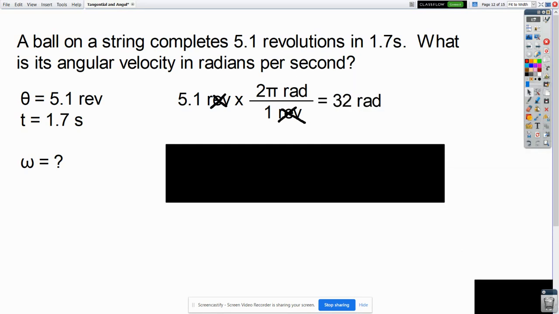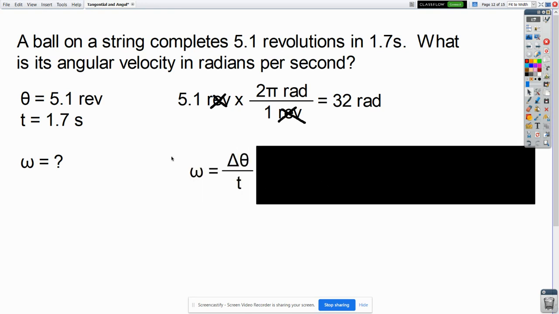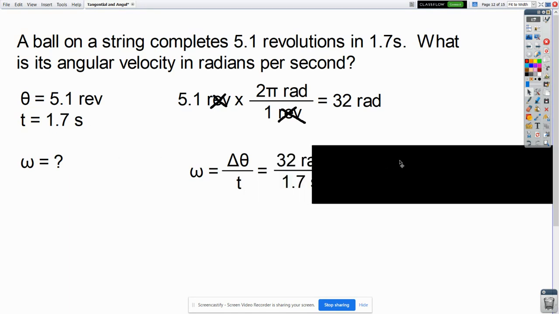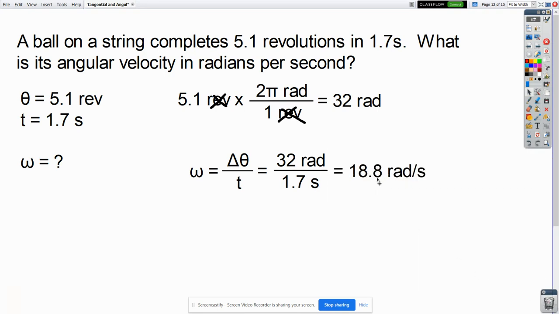5.1 times 2 pi is 32 radians. It will have swept through 32 radians in 1.7 seconds. So to find that angular velocity, we will take the change in the angle, the 32 radians, and we'll divide it by the amount of time it took, the 1.7 seconds. 32 divided by 1.7 is 18.8 radians per second.